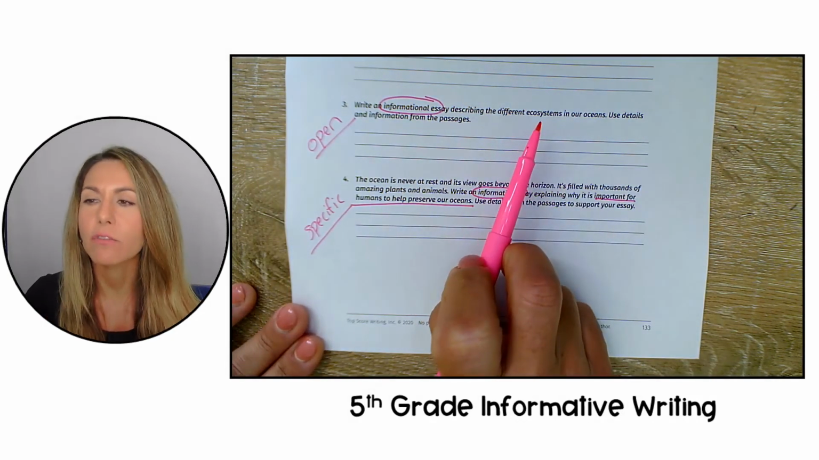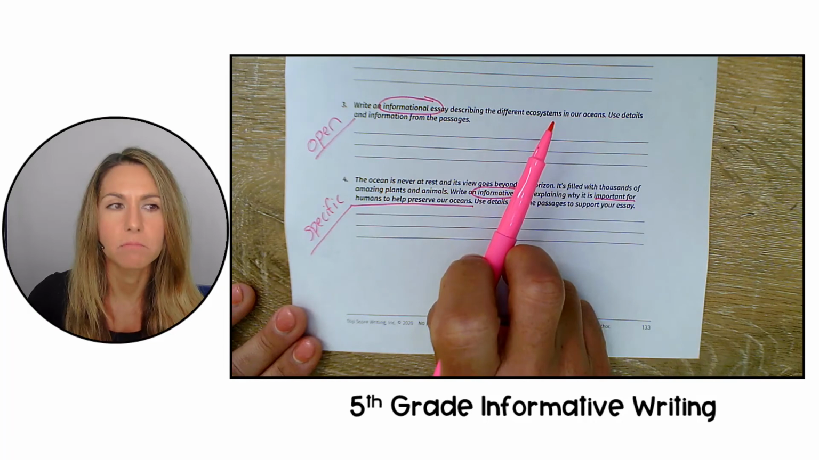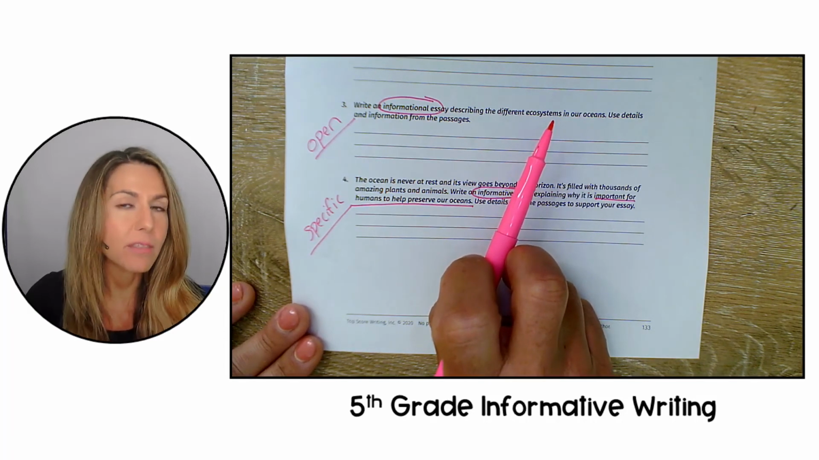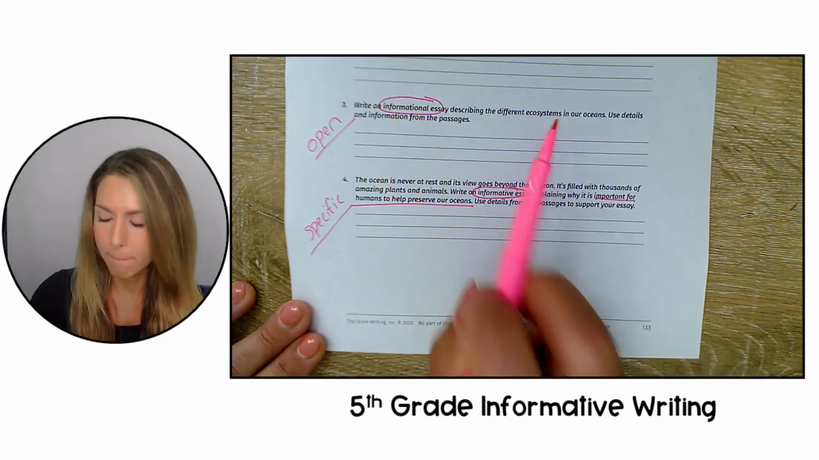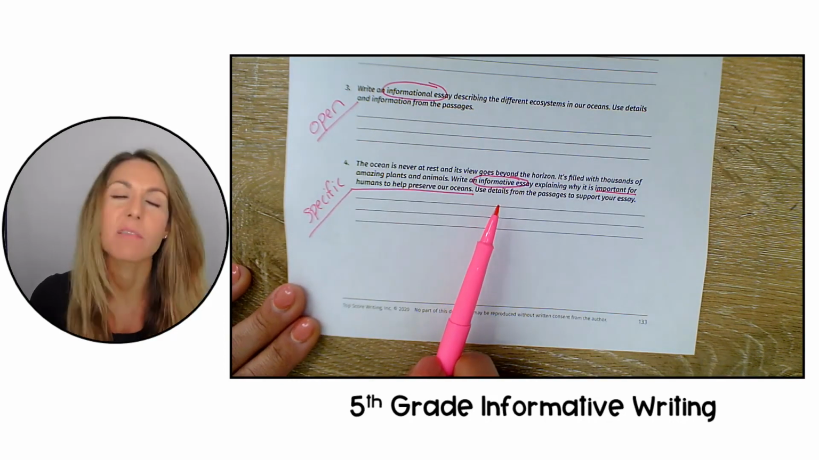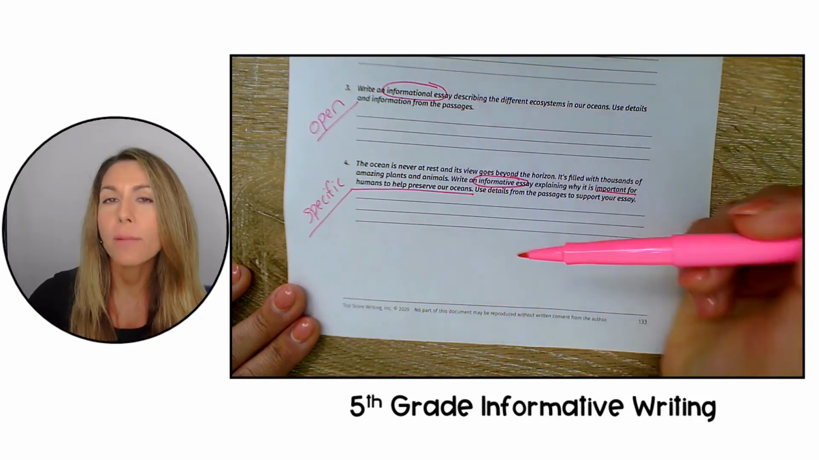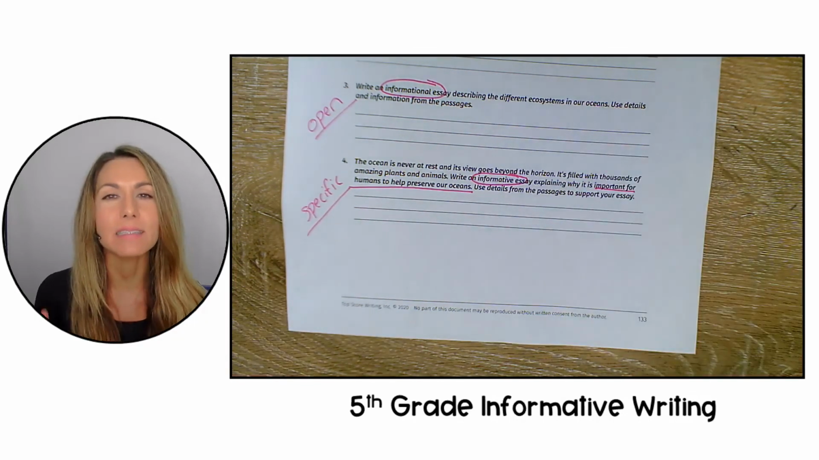Number 3 says, write about different ecosystems. So I can name the different ecosystems. I can tell about the type of animals that live in the oceans, right? Number 4 says, explain why it's important to preserve our oceans. Both about oceans, but completely different writing tasks.